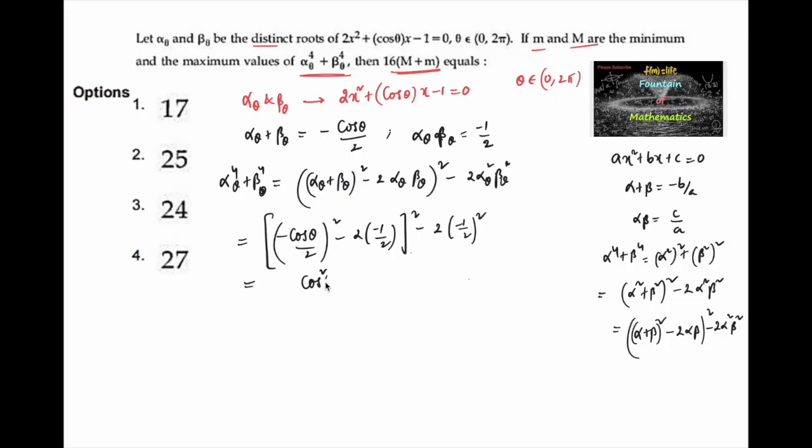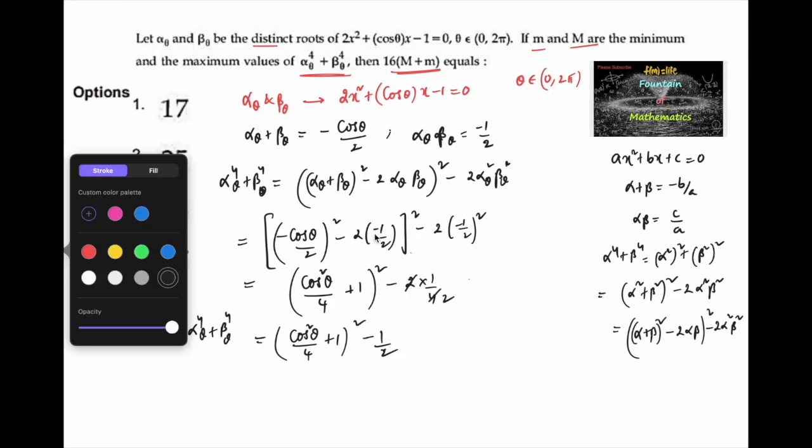So we can simplify and write cos square theta by 4 minus, so here 2 into minus 1 by 2 is minus 1, so plus 1, whole square, minus, and here 2 into 1 by 4, that is 1 by 2. So we can write here (cos square theta by 4 plus 1) whole square minus 1 by 2. So this is alpha power 4 theta plus beta power 4 theta.